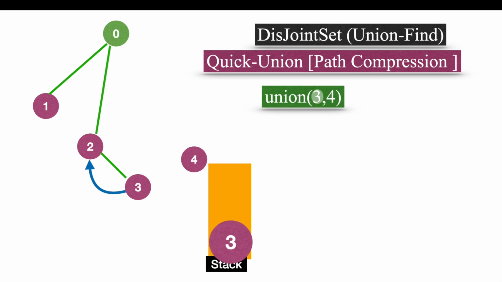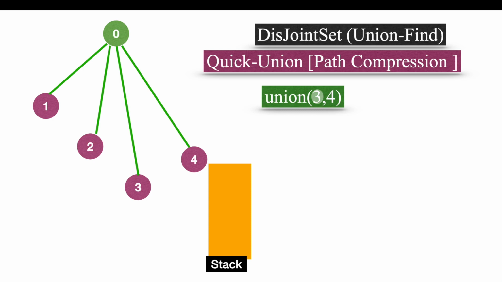Then the third element from the stack is 3, so that 3's root is going to be 0. Now union of 3, 4, so we consider vertex 3 as a root, right? 3's root is 0, so obviously 4's root is also going to be 0. This is how we compress the path.